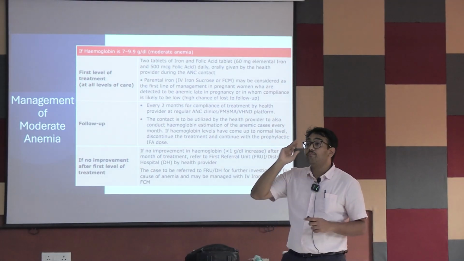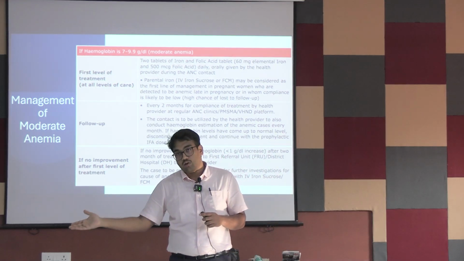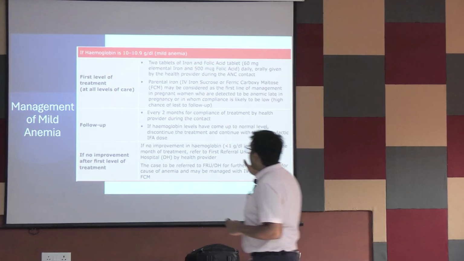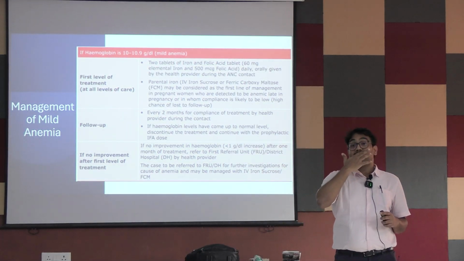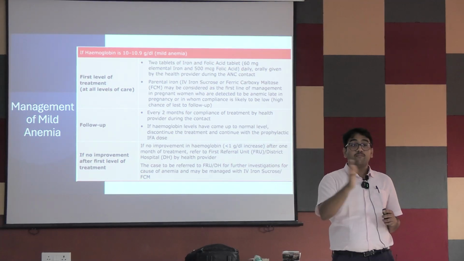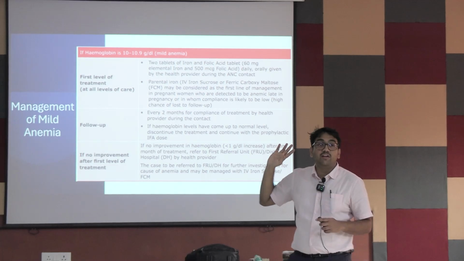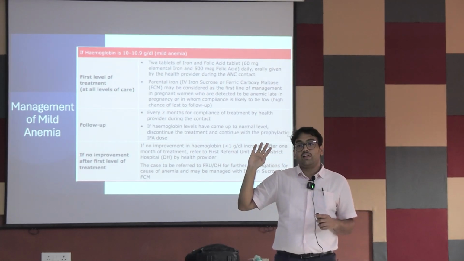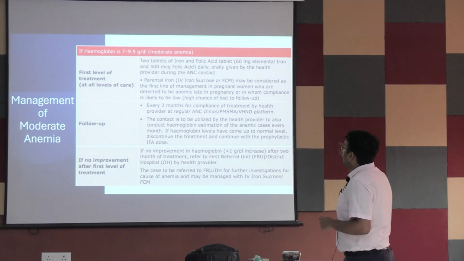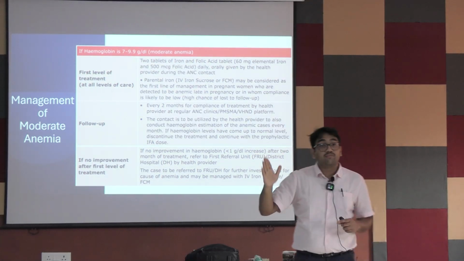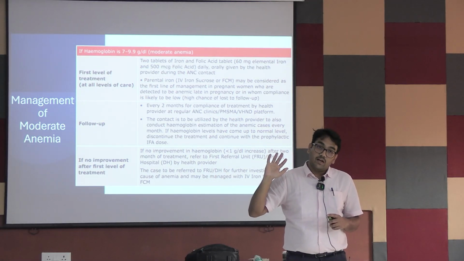isn't it? But if the mother is presenting in late trimester, or if we are thinking that there is no compliance to the iron folic acid, then we can consider IV iron, which is given as ferric carboxymaltose, okay. Ferric carboxymaltose IV is given, okay. For moderate anemia, if the mother comes in late pregnancy, then we will straight away go for IV iron, okay.